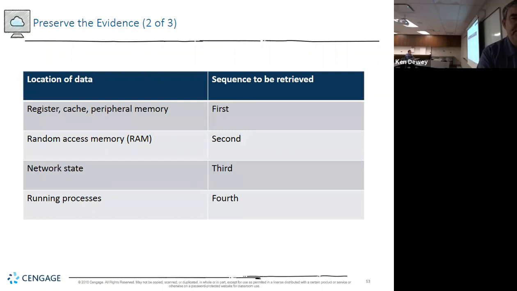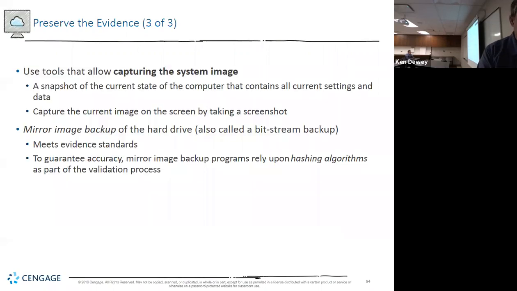The sequence to be retrieved: cache, memory, peripheral type stuff first. Okay, your registers, that's the quickest stuff to be deleted. Then your RAM, then your network, then your running processes. That's the order you retrieve that stuff.